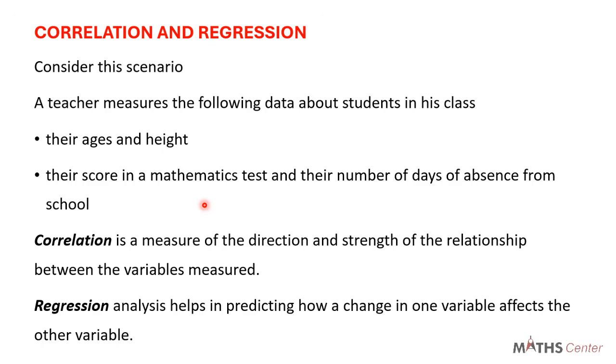So correlation helps us to answer the question, is there a relationship between the variables? What is the strength of that relationship? And what is the direction of the relationship? And regression analysis helps us to predict how a change in one variable affects the other variable.